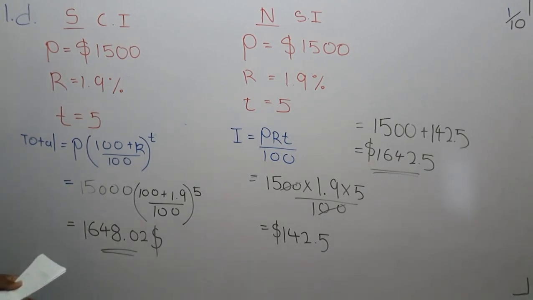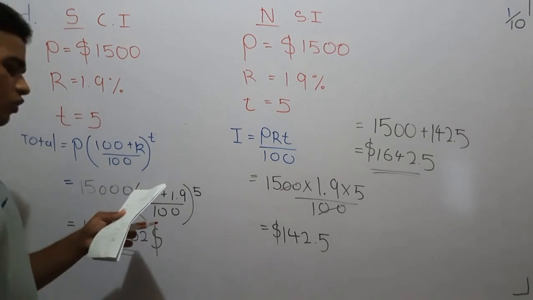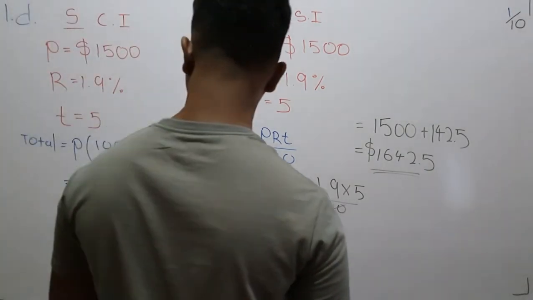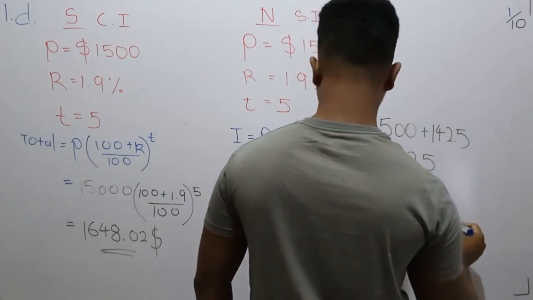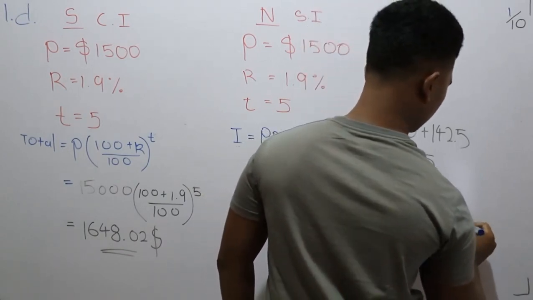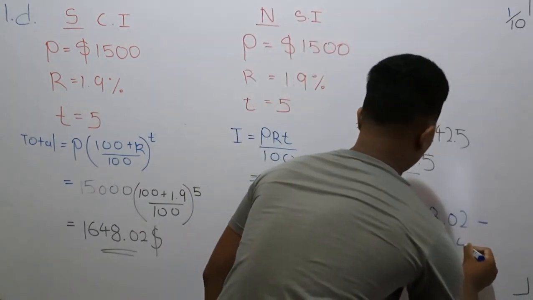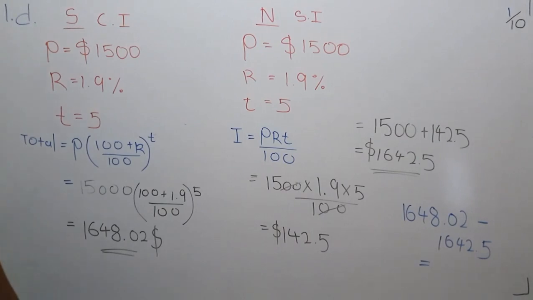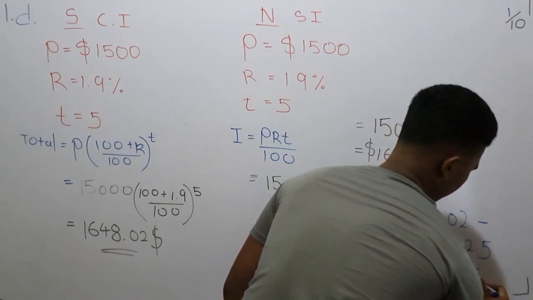So we'll calculate the difference. The question is, how much more money does Samuel have in his account than Nina has in hers? So Samuel's total minus Nina's total. 1648.02 minus 1642.5. So when you subtract that, you're getting the answer as $5.52.